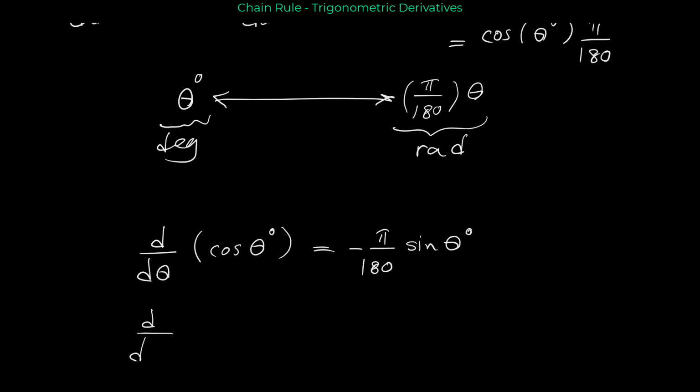What is the derivative of tangent theta? The derivative of tangent theta when theta is in radians is only secant squared. But when theta is in degrees, its derivative is pi over 180 times secant squared. So the only difference between derivative formulas for trig functions in degrees is that you have to multiply the formula by pi over 180.